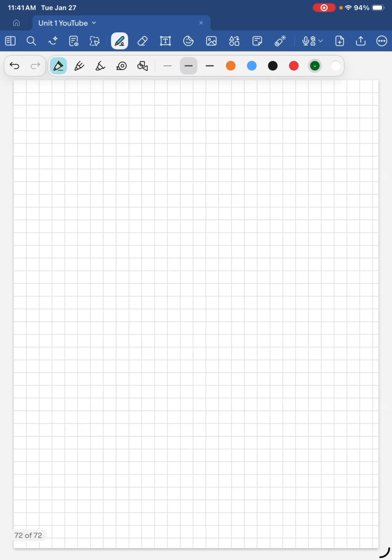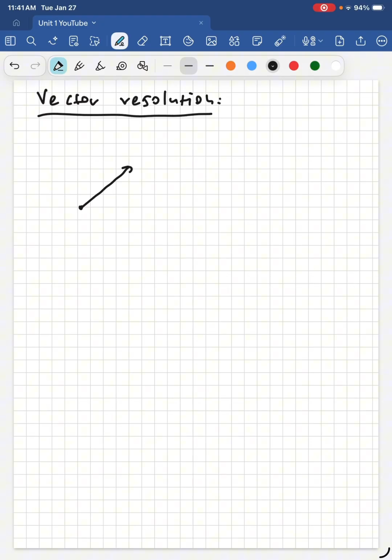Let's move on. In my notes, I wrote it one more time. So vector resolution is what I have in my notes. If, for example, they give us an initial velocity u that makes an angle theta with the horizontal, then the x component is going to be ux equals u cosine theta, and the y component is going to be u sine theta, which is uy.